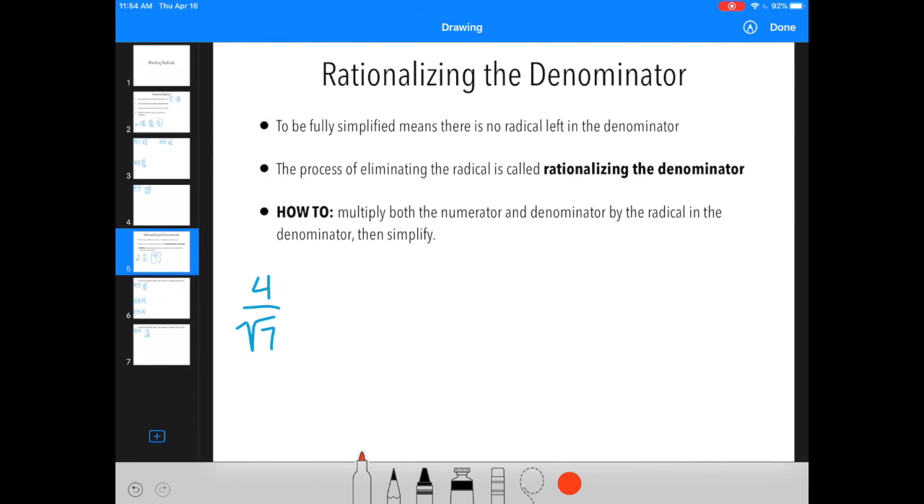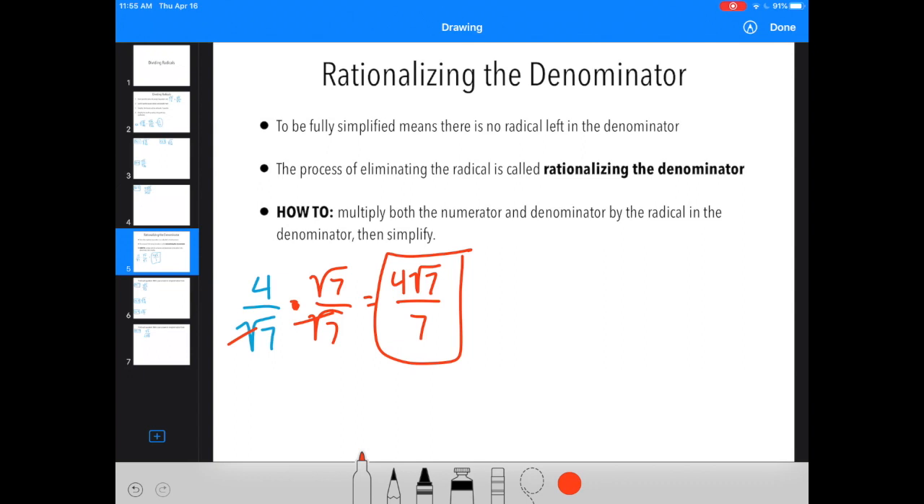Looking at that, I can't really simplify any of the stuff within it, except I cannot leave that radical on the bottom. So I'm going to multiply my top and my bottom by square root 7. That will cancel out my radical in the bottom, leaving me with just 7. And at the top, I have 4 square root 7. That's my final answer, and that's simplified.